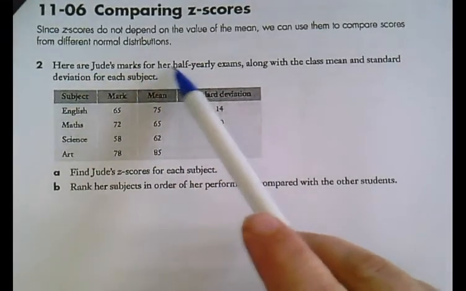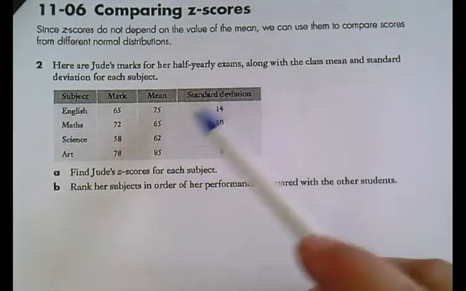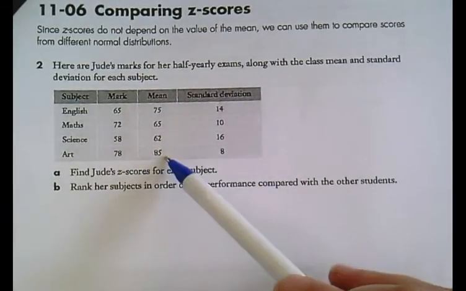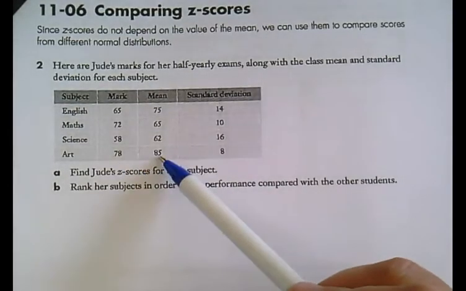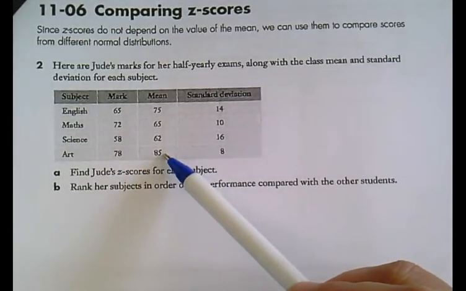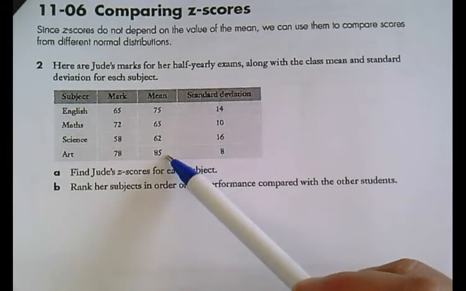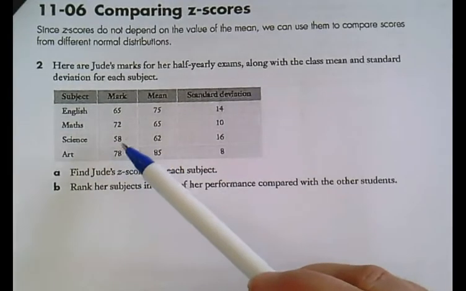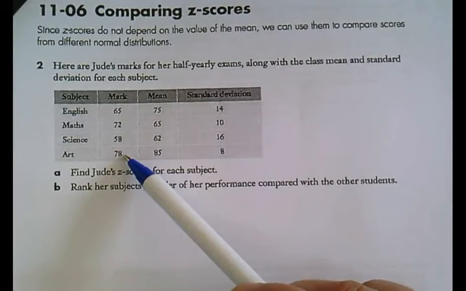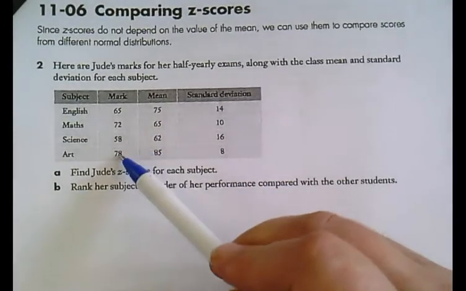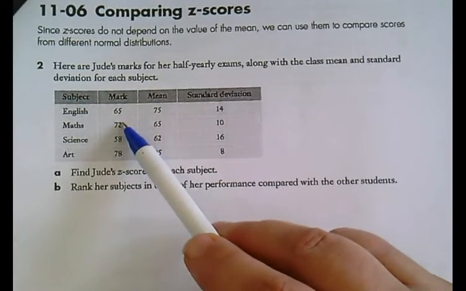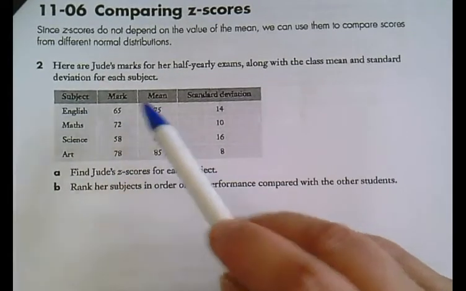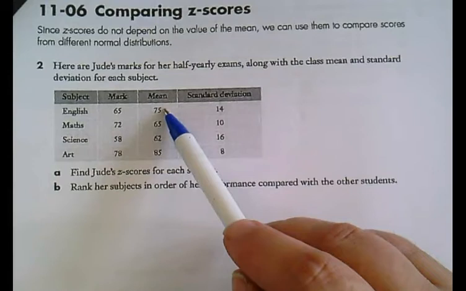Here are Jude's marks for her half-yearly exams, along with the class mean, which is the class average, and the standard deviation for each subject. Look at art. It has the highest mean, right? But even though she's got the highest mark in art, it's below the mean. Her science mark is below the mean. Her maths mark is above the mean. And her English mark is below the mean.